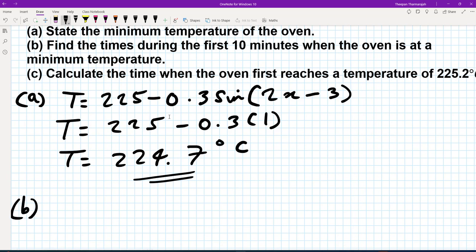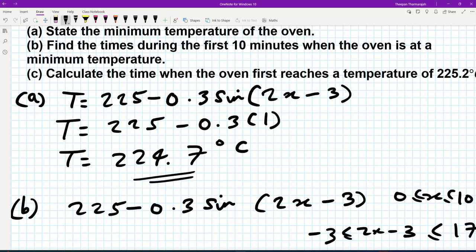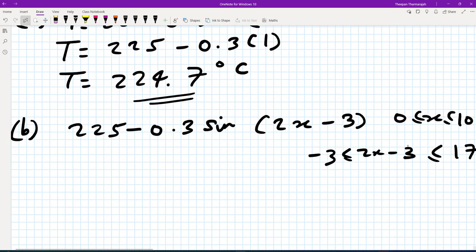Then part B says, find the times during the first 10 minutes when the oven is at a minimum temperature. So we can say that 225 minus 0.3 sine of 2x minus 3. Don't forget our range is x greater than or equal to 0 but less than or equal to 10. So our new range for 2x minus 3 goes from minus 3 to 17.